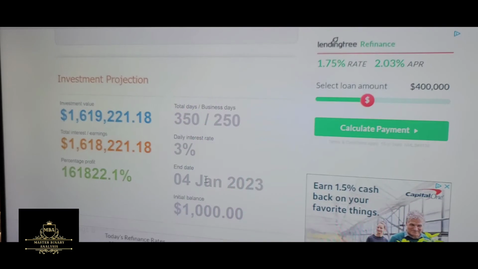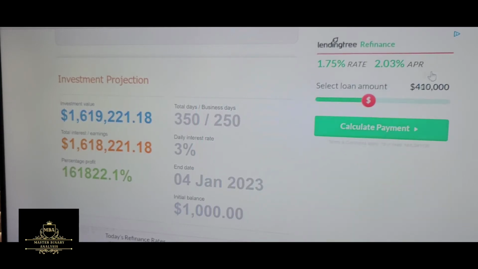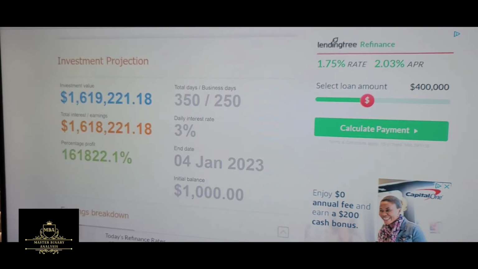Oh my goodness. How do traders make money? That is the true number of what you can make. How do you do that? How can you take $1,000 and make it 1.6 million? That's just crazy, you know? Well, it's crazy if you don't believe it can happen.